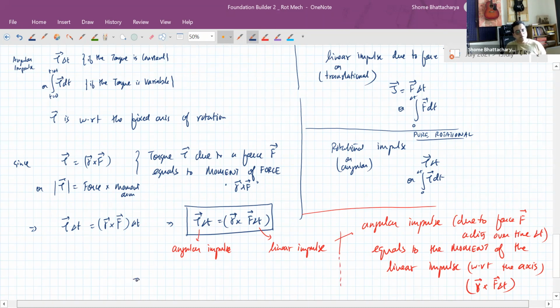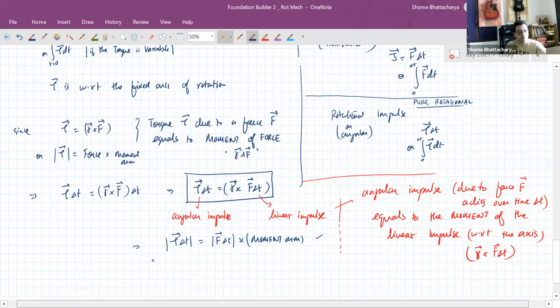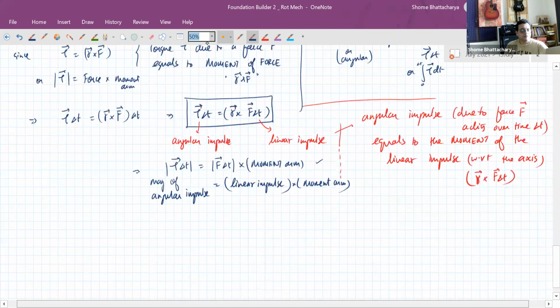Okay. So you can also say that magnitude of angular impulse will become magnitude of linear impulse multiplied by its moment arm. So again, this equation is analogous to this equation, that magnitude of torque is magnitude of force into moment arm. So like that, magnitude of angular impulse is equal to linear impulse multiplied by the moment arm. So this is the concept of angular impulse.